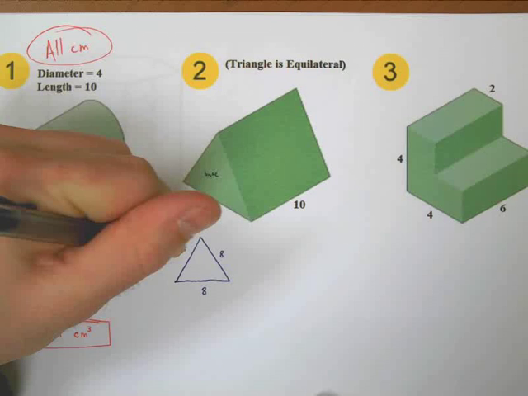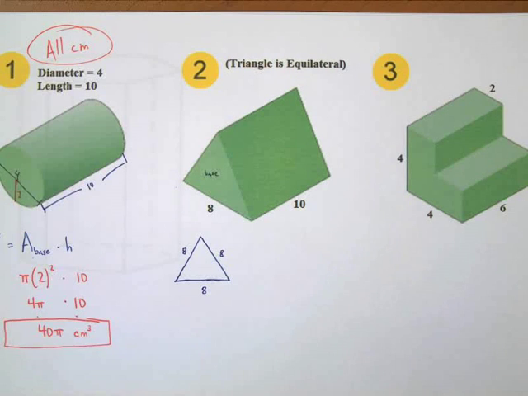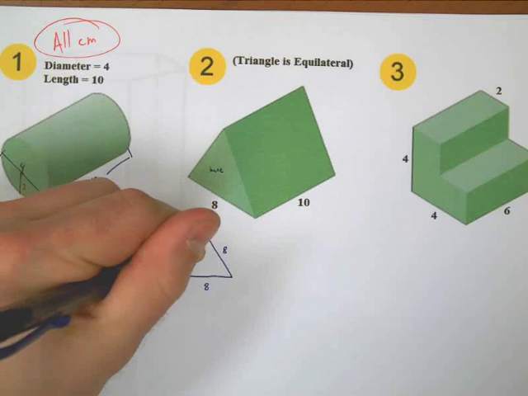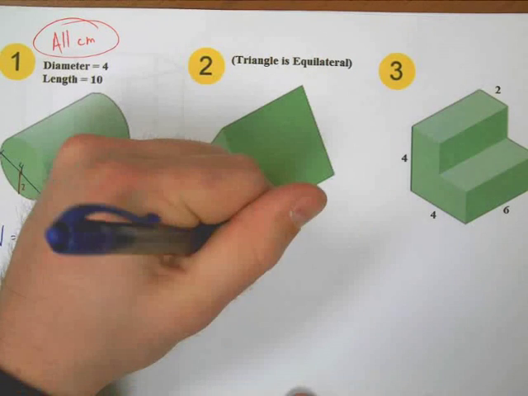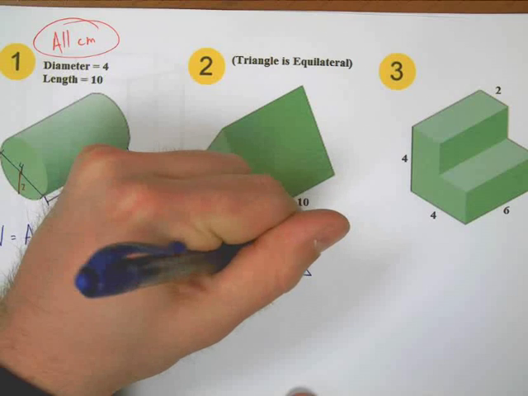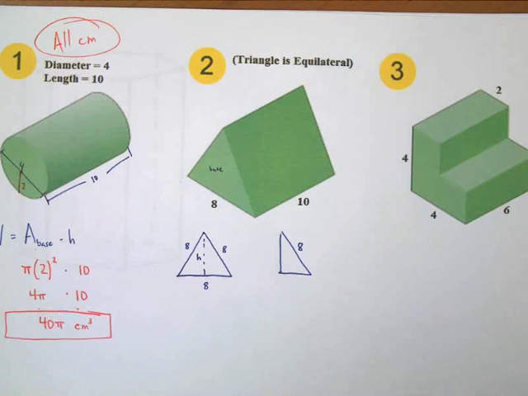But the problem is, here's what I know about the triangle. It's equilateral, which means I have 8, 8, and 8, but I don't know how tall it is, right? I need to find that. Well, that's really like looking at a right triangle. So let's go through and use a right triangle. Here's what I know. That's 8.